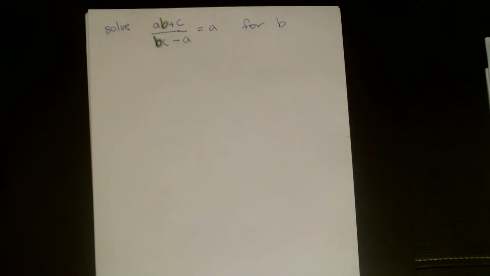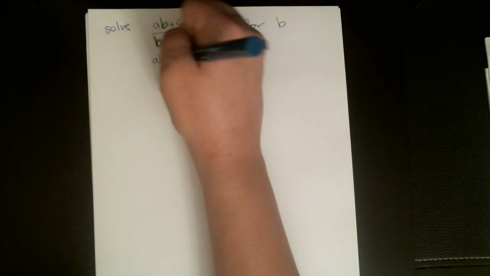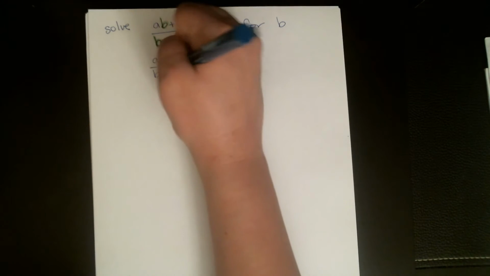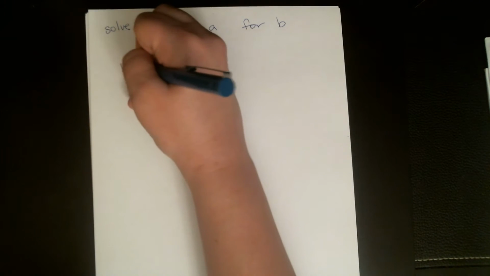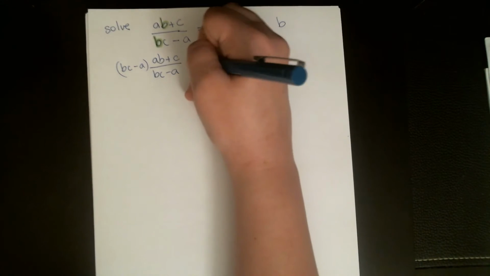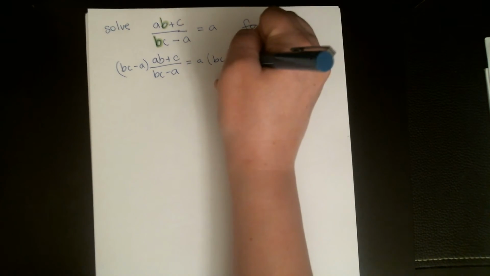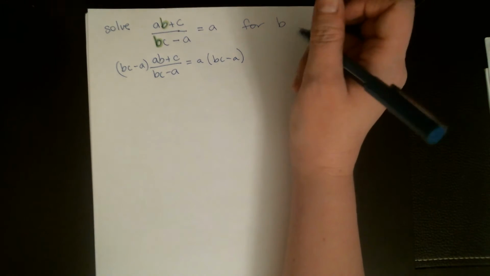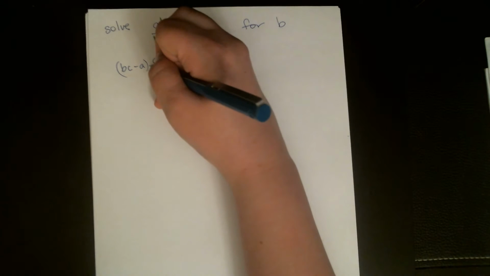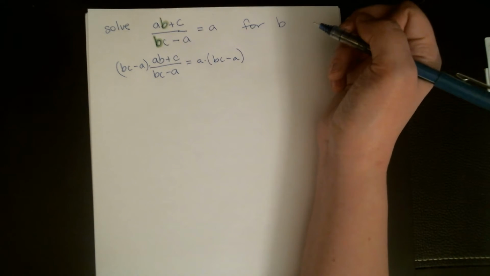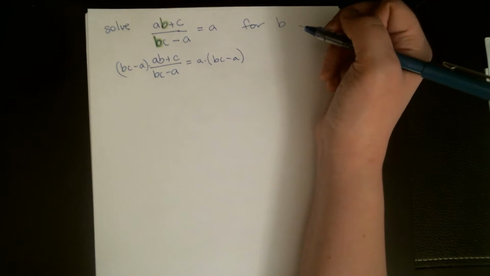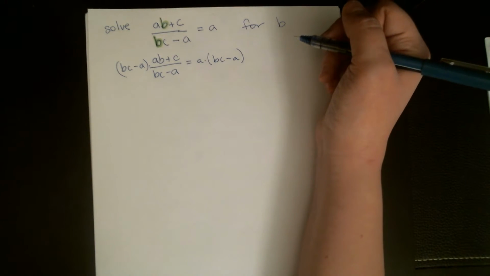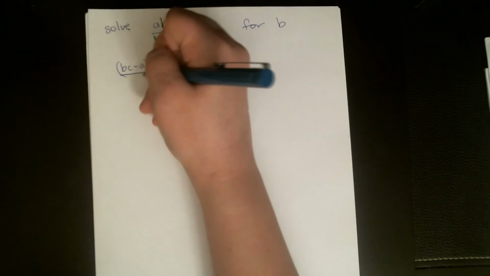In this case, the mess is a fraction, so let's multiply both sides of the equation by bc minus a. So ab plus c over bc minus a will get multiplied by bc minus a, and a will also get multiplied by bc minus a. So basically the step here is clear fractions by multiplying both sides by the least common denominator. It becomes really easy when there's only one fraction because that means its denominator is the least common denominator. If you need the reminder, you can always put this over 1.